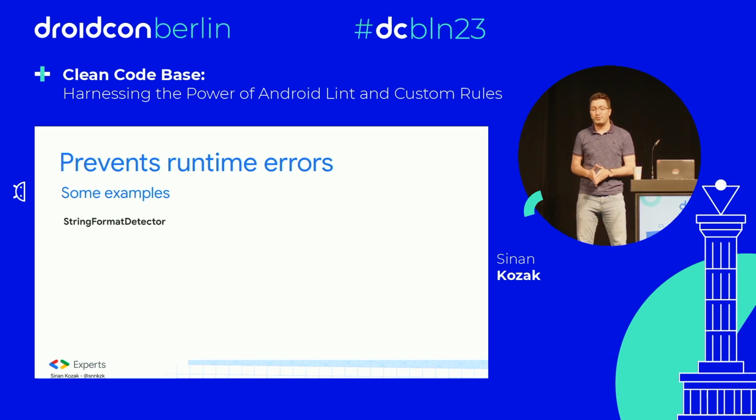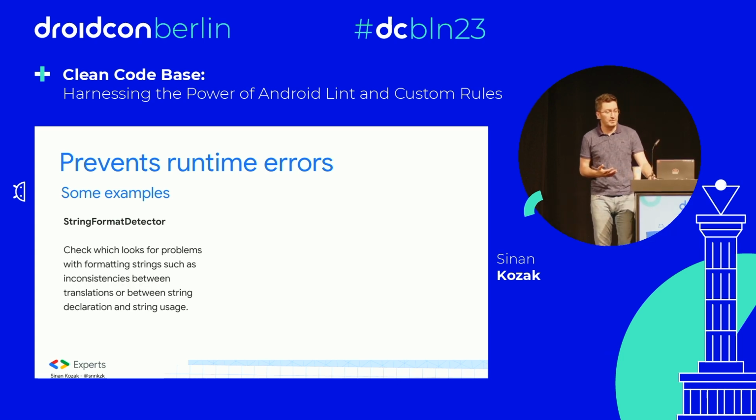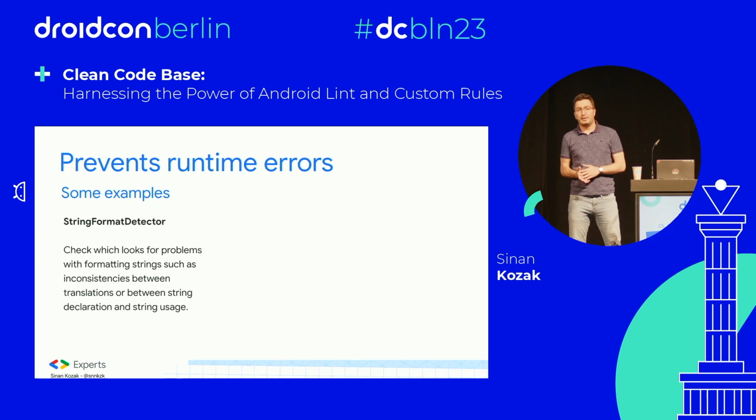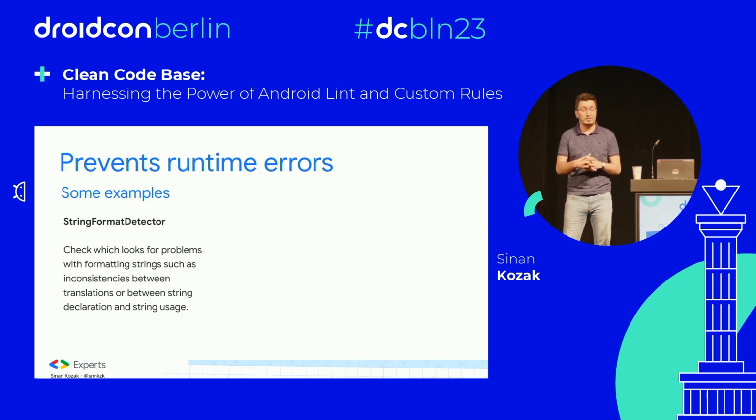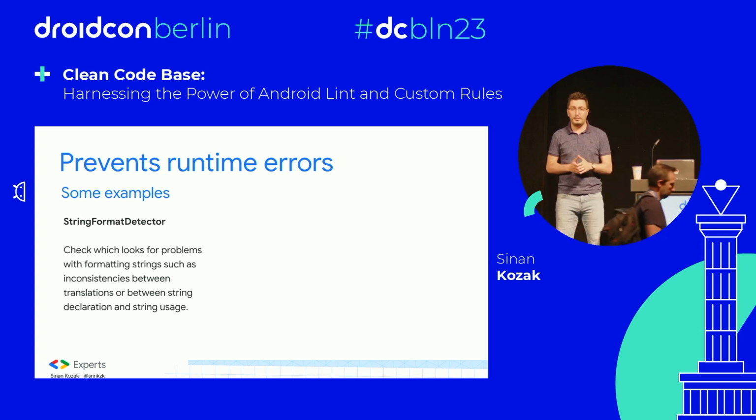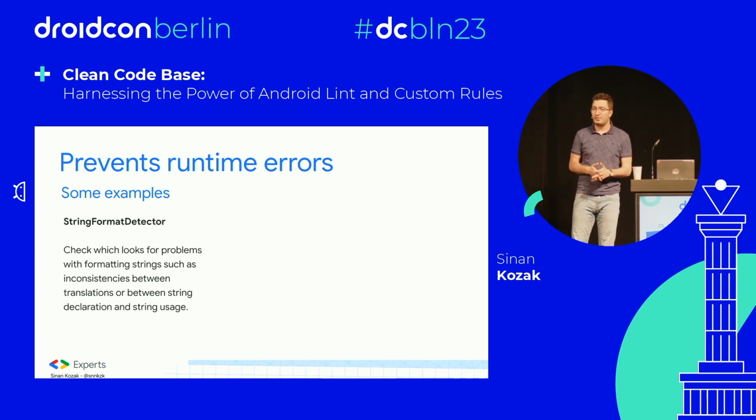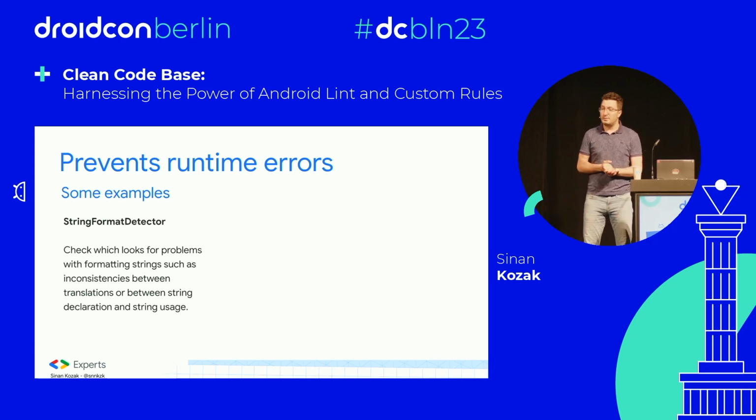It also helps you prevent runtime errors. For one example, the string format detector. You know that strings XML has lots of capabilities, like adding multiple arguments in the same string, and you can also have plural strings in the resource XML. And the string format detector checks all of the string names in different translations and makes sure that all of them have the same amount of arguments. Because if they don't have the same amount of arguments, there will be runtime crashes, because the operating system won't know what to do with the missing arguments.